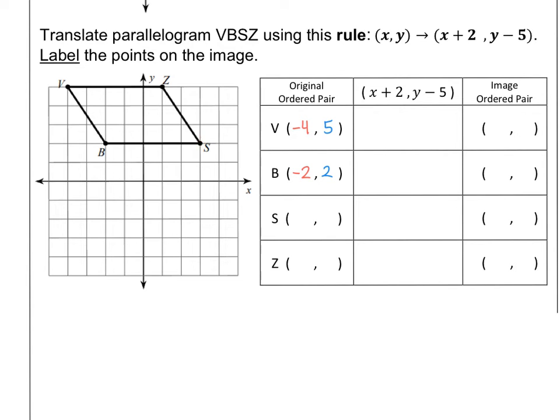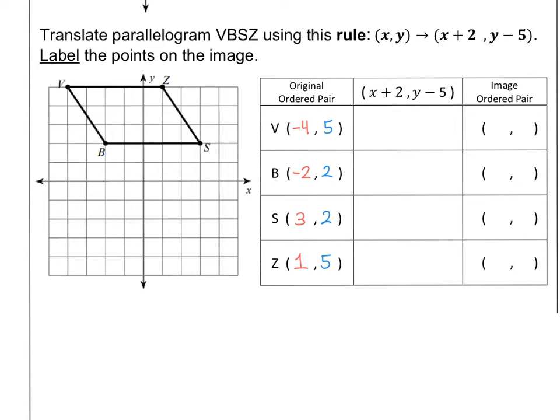Point S is located 3 units to the right from the origin, which will give us +3 for our x-coordinate, and then it's also located 2 units upwards, which means we'll have +2 again as our y-coordinate. Point Z is located 1 unit to the right from the origin, which means we'll have +1 as our x-coordinate, and then it's located 1, 2, 3, 4, 5 units upwards, which means we'll have +5 as our y-coordinate.